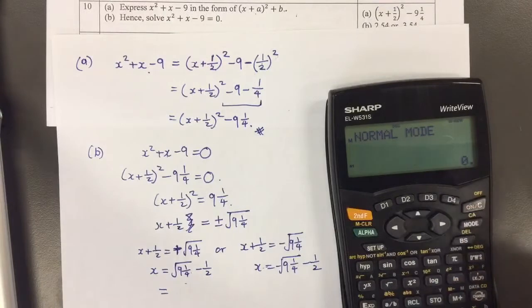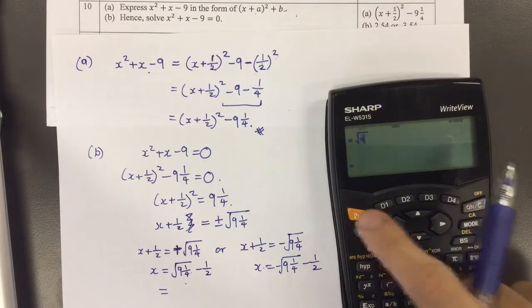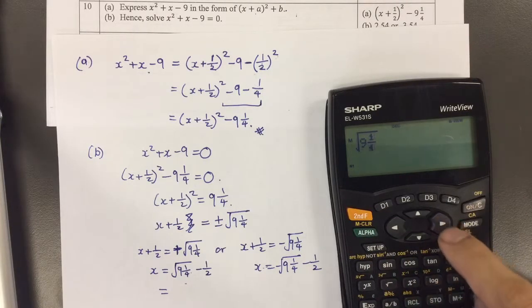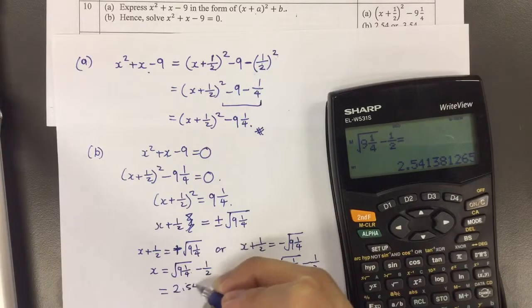Let's press it together: square root of 9 1/4, minus half, which gives 2.54 to 3 significant figures.